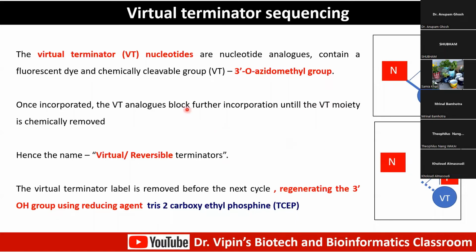The virtual terminator nucleotides are nucleotide analogs that contain a fluorescent dye and a chemically cleavable group called the virtual terminator group or virtual terminator moiety. Once incorporated, the virtual terminator analogs block further incorporation until the virtual terminator moiety is chemically removed. Therefore, they are called virtual or reversible terminators, because the termination that happens is reversible, in contrast to Sanger. The virtual terminator label is removed before the next cycle, and you could do it by chemical treatment.